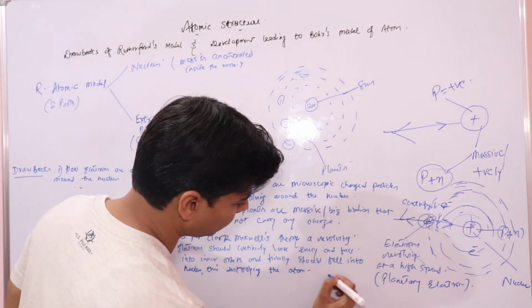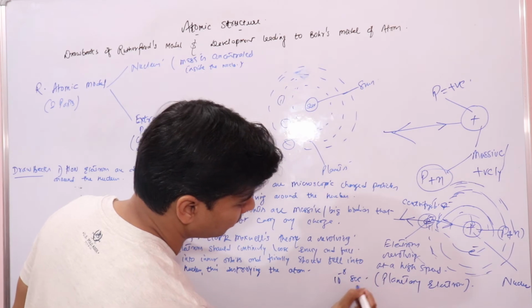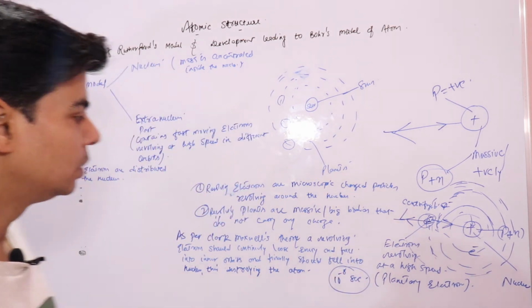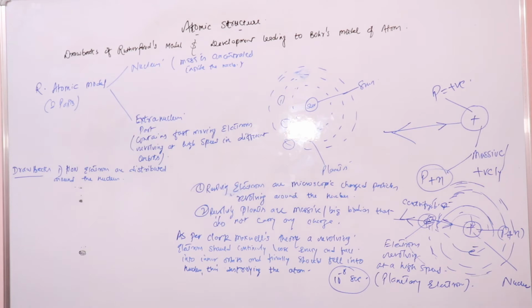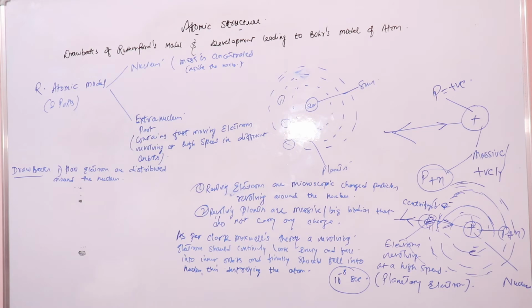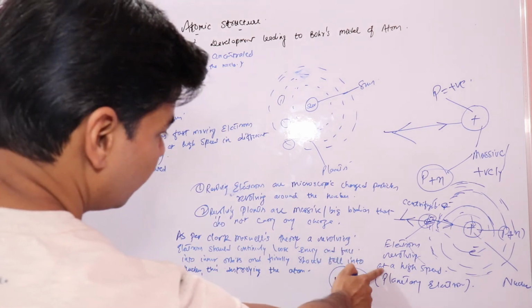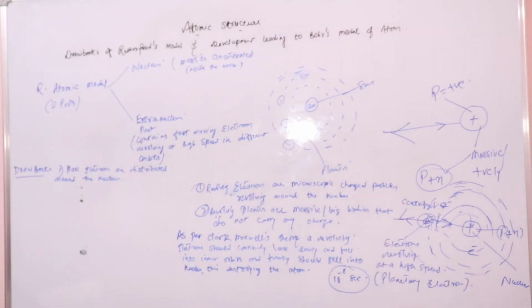It takes 10 to the power of minus 8 second for an electron to fall into the nucleus. But today we know that this does not happen. So this was a contradiction in the Rutherford model, which states that electrons are revolving around the nucleus in different orbits at a high speed.